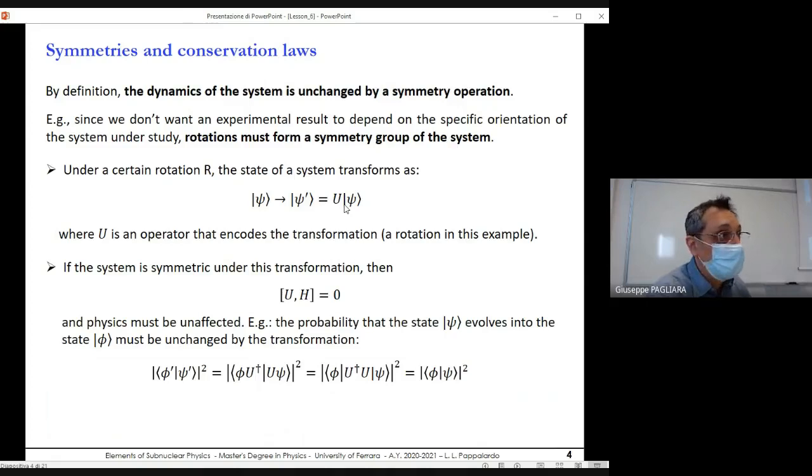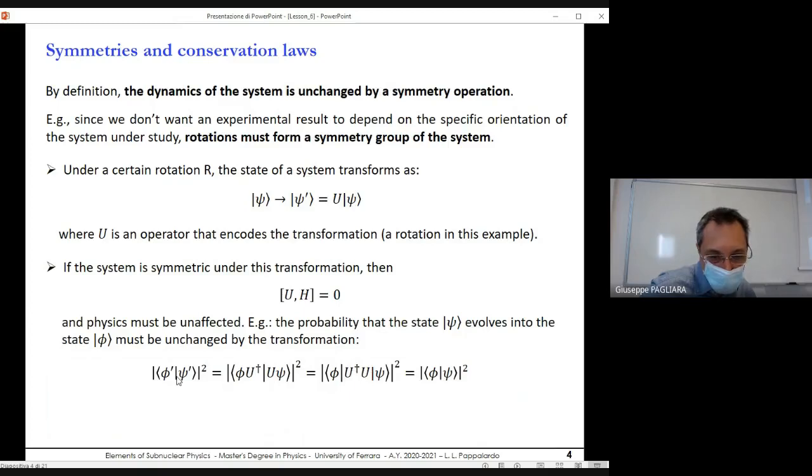If the system is symmetric under this transformation, then of course the operator U must commute with the Hamiltonian of the system. Okay? And the physics must be unaffected. So for instance, the probability that the state psi evolves into the state phi must be unchanged by the transformation.